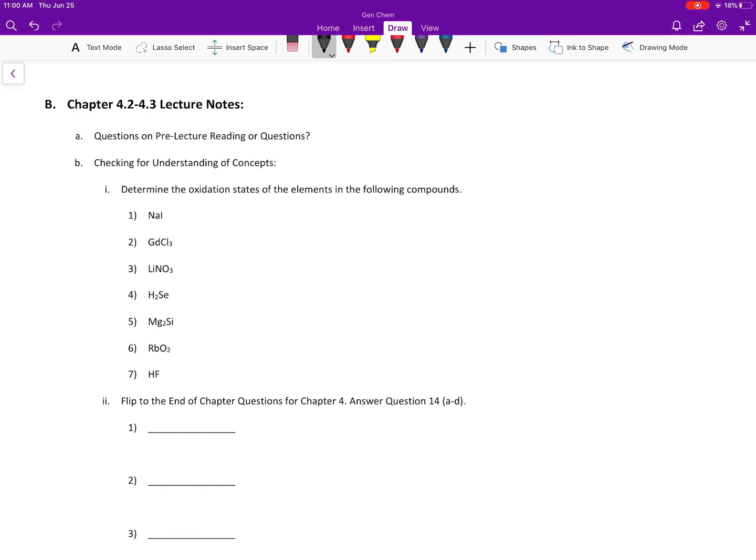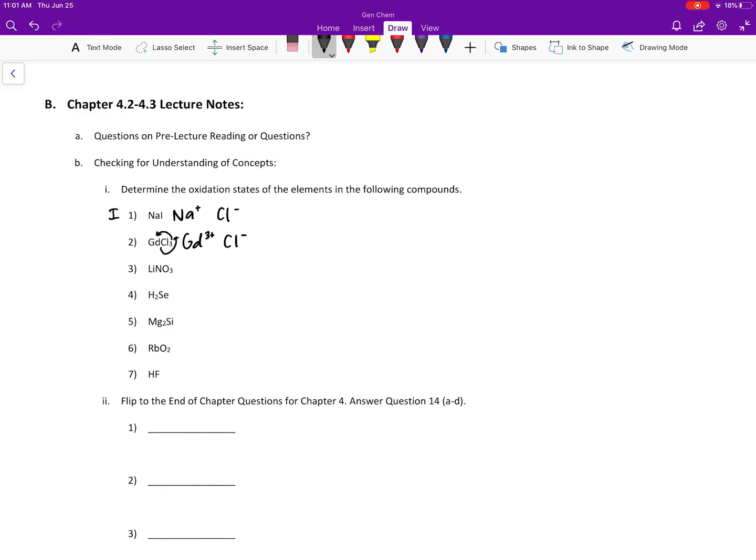If they're ionic, then we're usually going to assign them the charge of the column they're in, based on what we've already learned. Sodium's group 1A, has a 1 plus charge. Chloride is 7A, 1 minus charge. You could also do what we've done before, where you unswap the charges. So gadolinium, 3 plus, chloride, 1 minus.